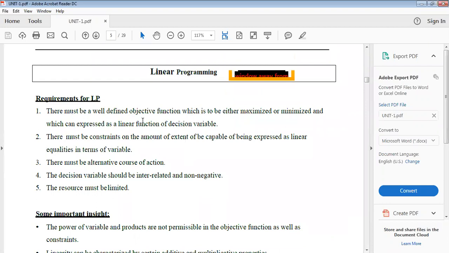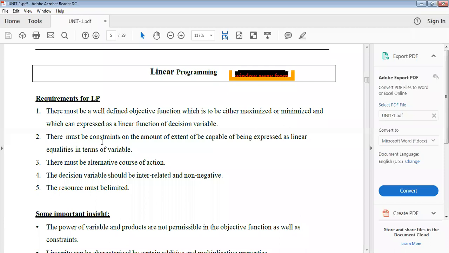There must be a well-defined objective function which is to be either maximized or minimized, or which can be represented as a linear function of the decision variables. I just told you, maximization or minimization. This is what we call an objective function. For example, maximize z = 4x1 + 2x2 + 3x3, subject to being less than or equal to 450, like that. Everything should be less than or equal to 450. This is an objective function, and it has to be formulated initially.